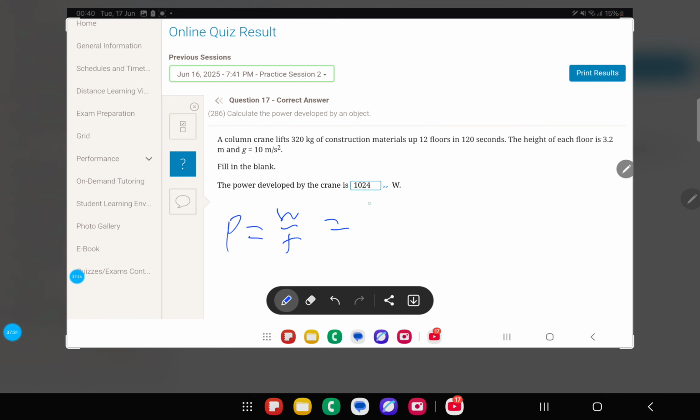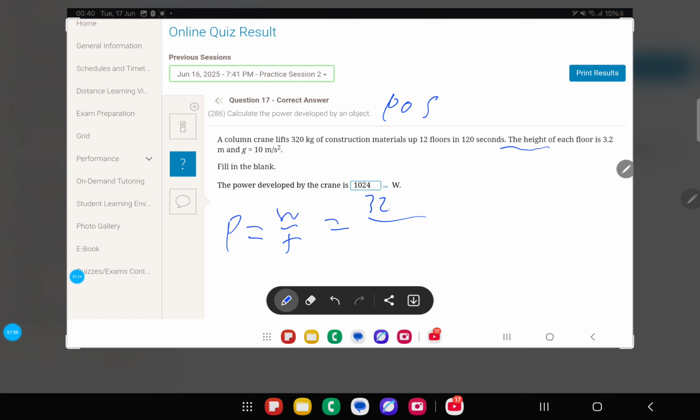To find the work, since it's a question related to the height and gravitational potential energy, you find the work by doing mgh. Again, it doesn't matter if it's negative or positive. This is not a question that really delves into that part. It's a question asking for the position. Okay?